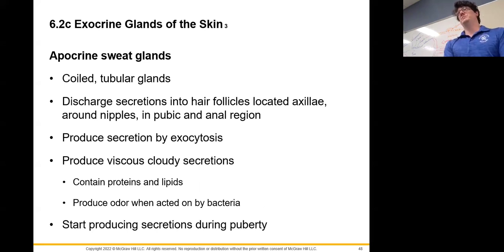Apical sweat gland is a little different. These are a little bit more heavily coiled. We're going to find these really in our axillary regions, so in our armpits and in our pubic and anal regions. These are going to produce a different type of excretion though. This one's going to contain proteins and lipids.